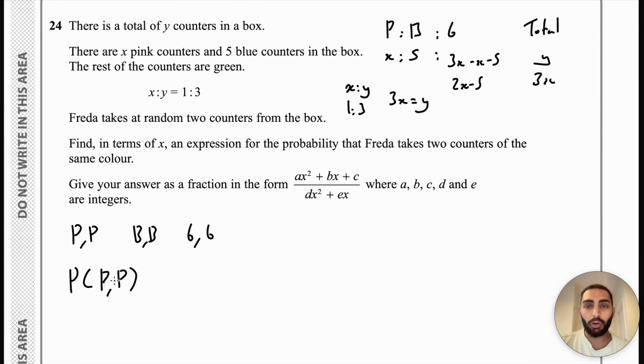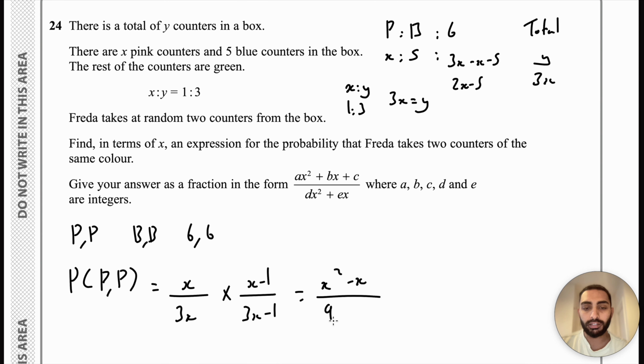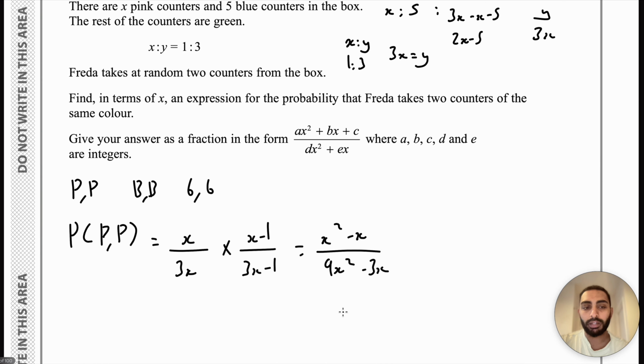How can we get pink for our first pick? There's x amount of pink counters, so it would be x over the total amount of counters, which is 3x. And for the second pick, because we've lost one of these counters, it's going to be x minus 1 over 3x, and we've also lost 1 from the total, so it'd be 3x minus 1. x times by x minus 1 would be x squared minus x. For my denominator, 3x times by 3x is 9x squared. 3x times by negative 1 is minus 3x. And I'm choosing not to simplify yet because I think all of them will have the same denominator. Normally when you're working with probabilities, you'll have same denominators.